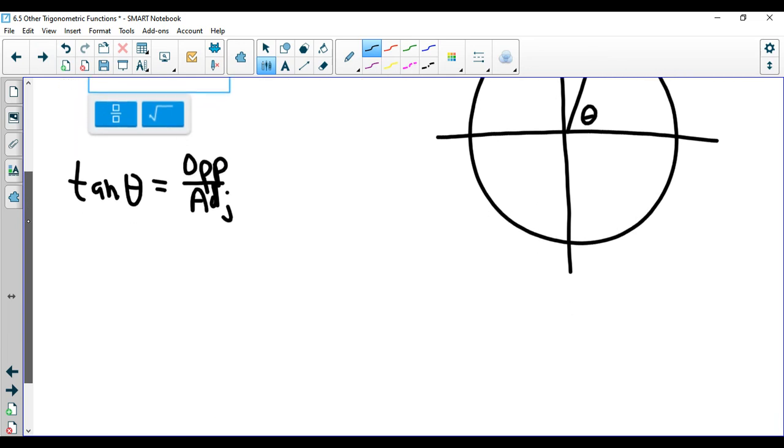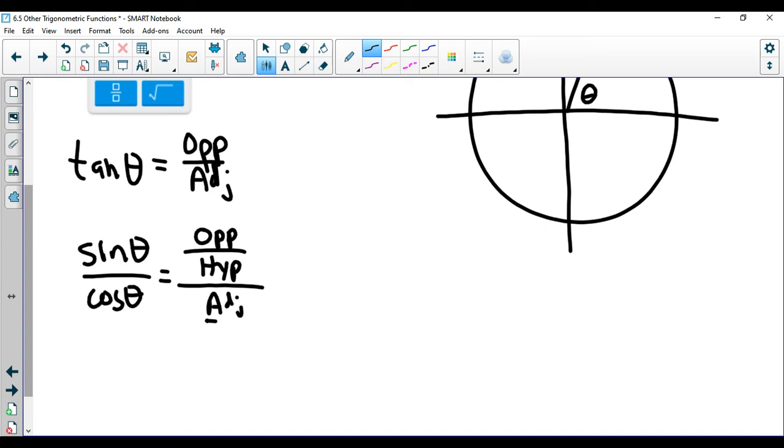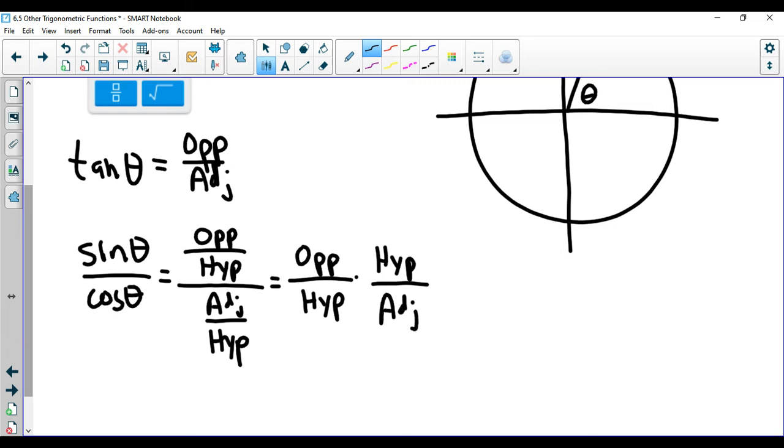But you may or may not have seen this little proof before. If we do sine of an angle divided by cosine of an angle, we can use SOH and CAH as our acronyms, so we'll have opposite over hypotenuse over adjacent over hypotenuse. When we multiply by the reciprocal, we have this, and the hypotenuse cancels in those two fractions, so it becomes opposite over adjacent.